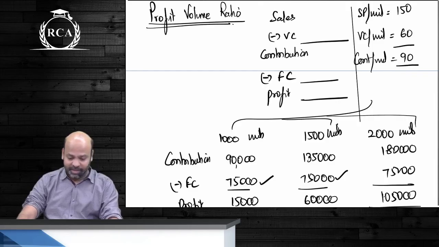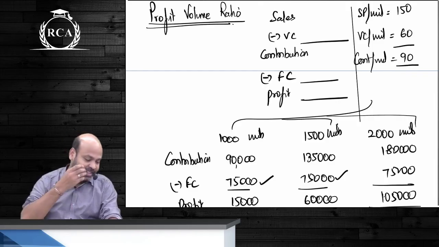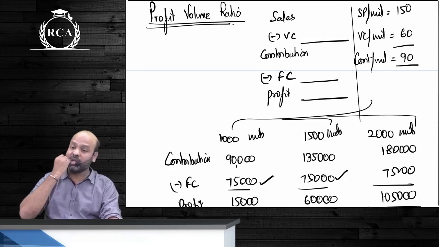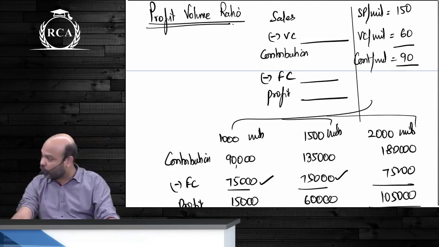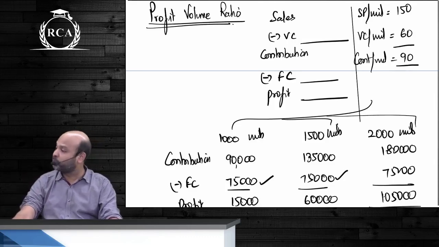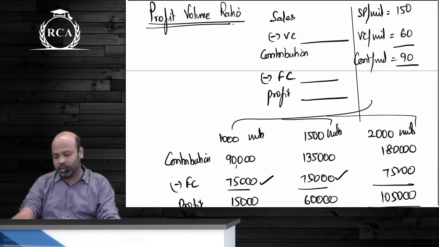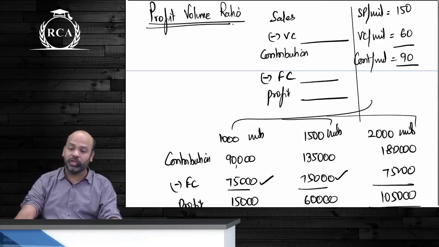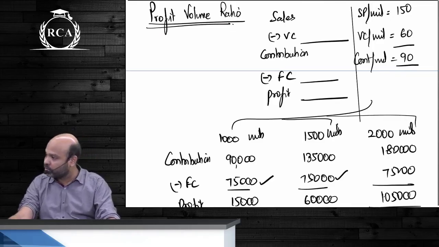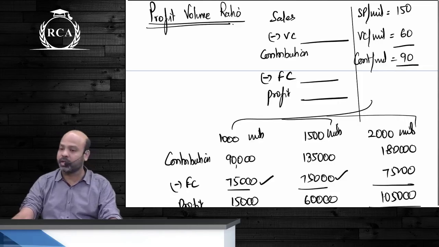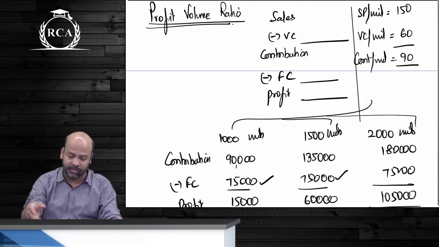So if they tell us that on account of labor turnover we lost out on a turnover of 1 crore rupees and the profit volume ratio is 40%, what will be the loss of profit? Just remember, loss of contribution itself is loss of profit. So 40% of 1 crore, 40 lakhs will be the loss of profit plus other expenses.